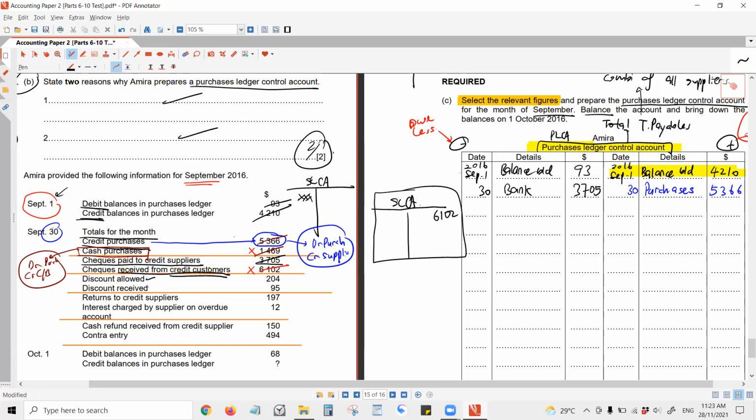Discount allowed. The discount allowed means we allow our customers to take cash discount. So it should be here, sales ledger control account. Therefore, 204 doesn't need to be used. Discount received. We receive cash discount from supplier. It is here, 95. Discount received.